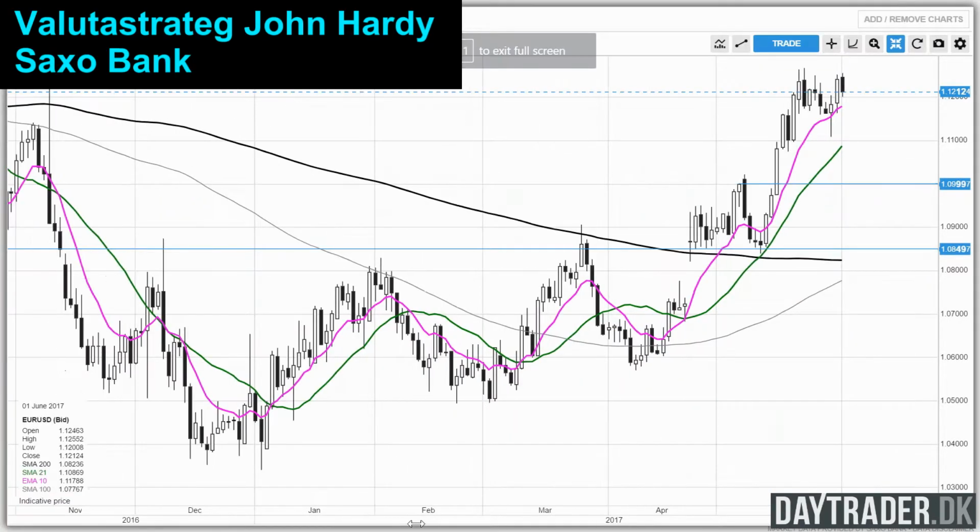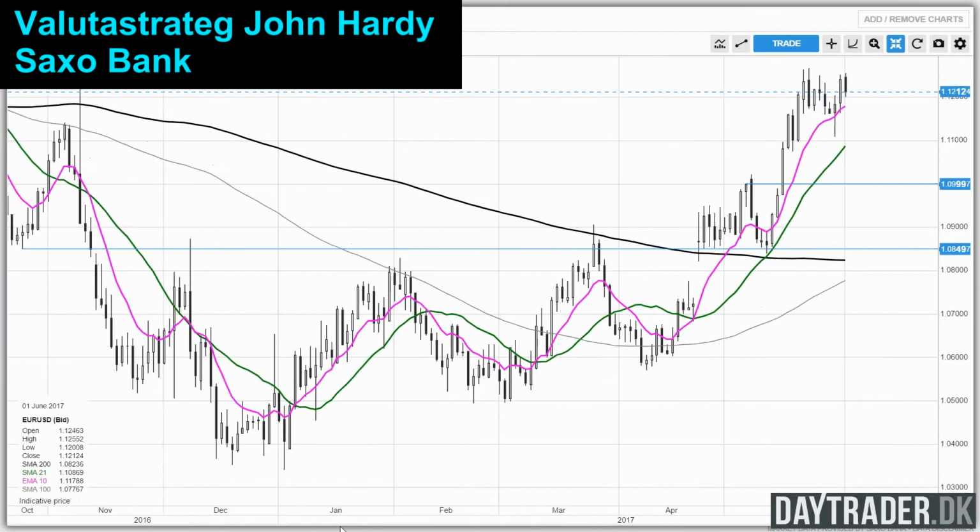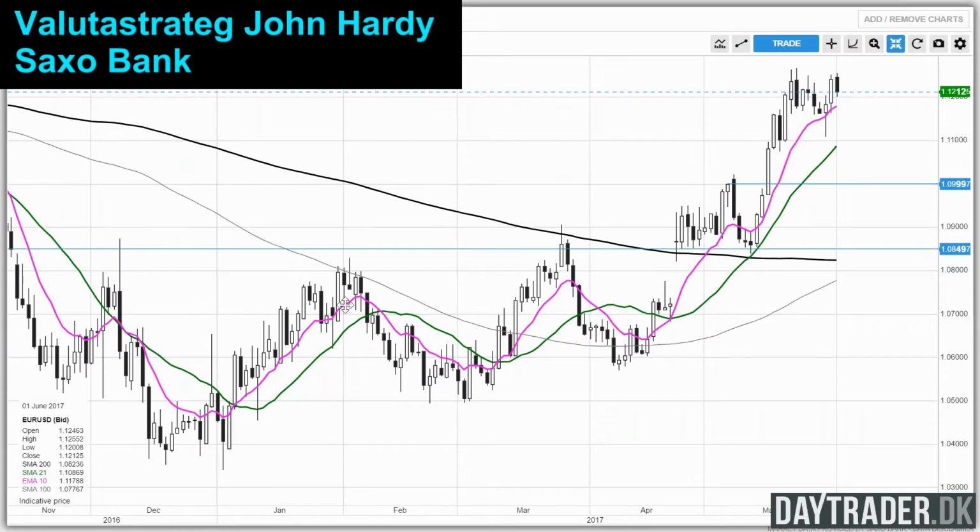Some of the indicators I use for tactical trend indications. You see the pink line here. It's a 10-day exponential moving average. I think it's good when markets are trending in a tighter, shorter-term trend. It's a decent indicator for where the very short-term trend is.